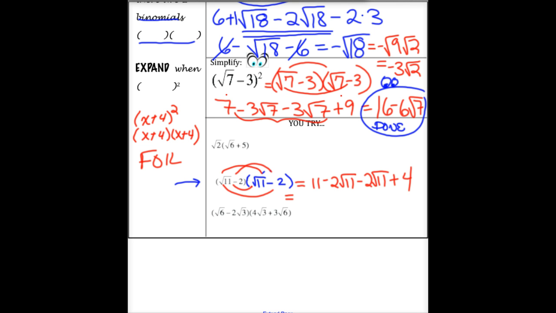Now I combine everything I can. 11 plus 4 is and always has been 15. And on the inside here, I've got like roots. So I'm down 2, I go down 2 more, I'm down 4 of those. And I put it in a box, and I make sure I don't do 15 minus 4, because that's not what it is. The rule of order says the 4 gets multiplied by the 11.